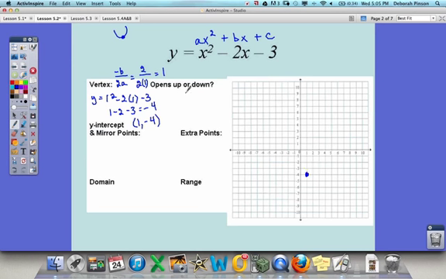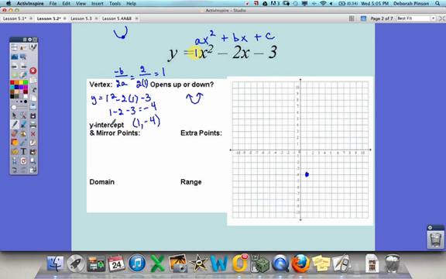Okay, you need to decide if your parabola opens up or down. In order to decide that, you're going to look at this number right here, the number in front of the x squared. If it's positive, and ours is like an understood 1, your parabola is going up. If this was a negative, it would be going down. Ours is going up. You just kind of want to keep that in the side of your head.